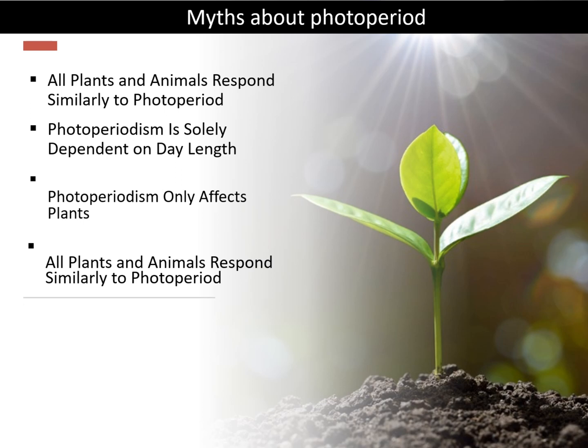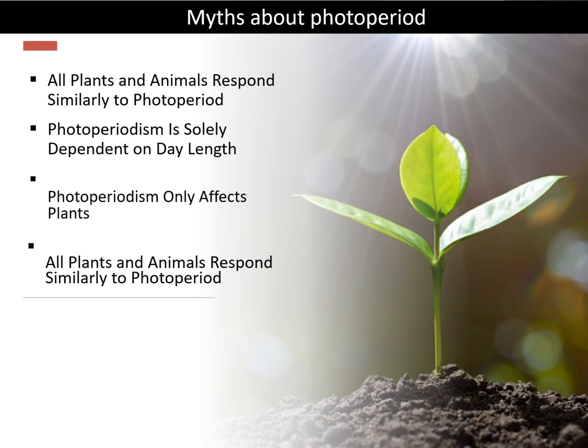Photoperiod is solely dependent on daylight. No, it is not dependent only on daylight. It depends on the intensity of light and the phytochromes present in the plant, as well as in animals, the type of cell, tissue and the type of organism.